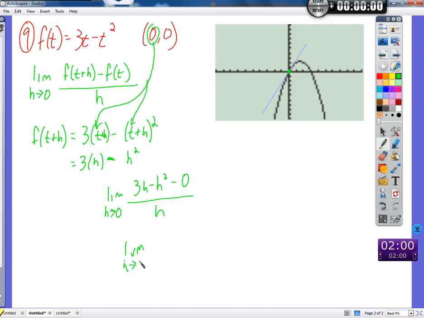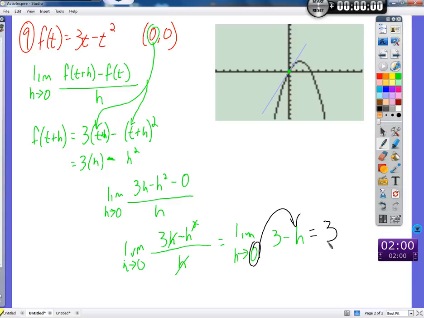And 0 for h, limit as h goes to 0 of 3h minus h squared minus nothing over h. Cancel this h, and one of those h's becomes the limit as h approaches 0 of 3 minus h. You put 0 in for h, you're left with 3. Nice. So the slope of that line right there is 3.